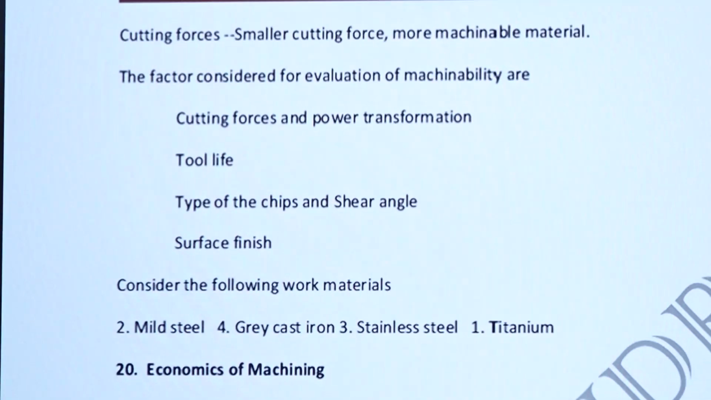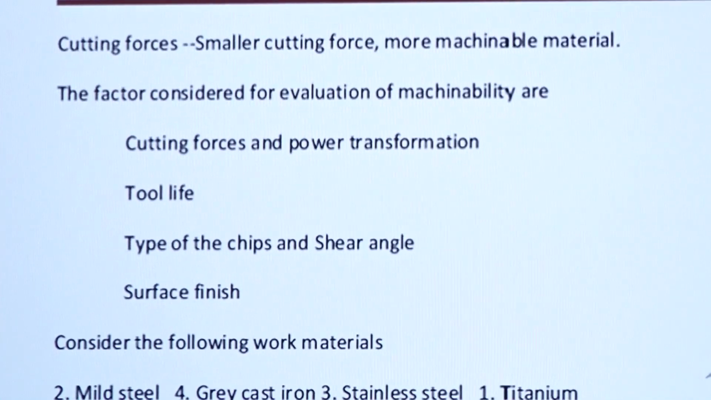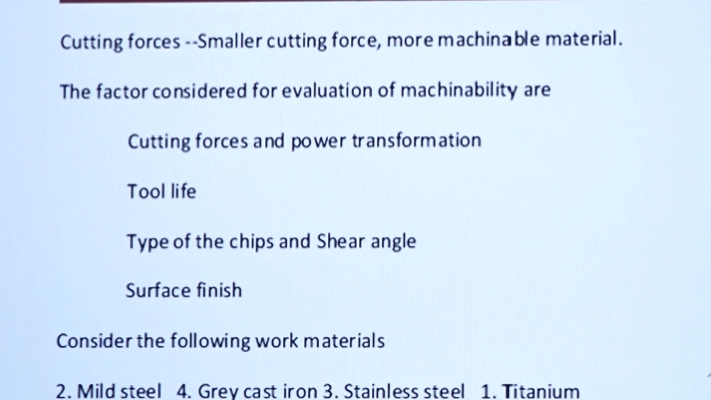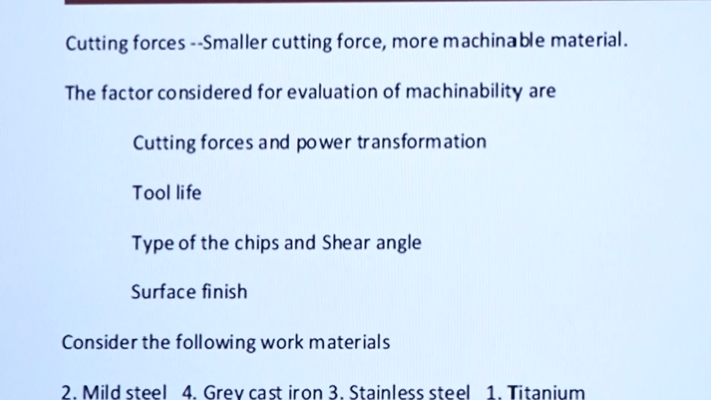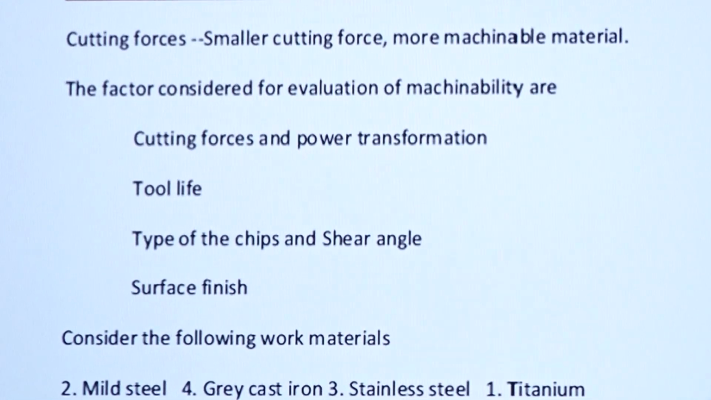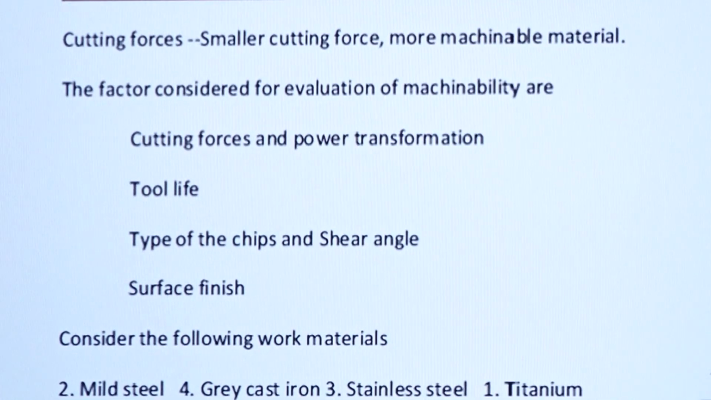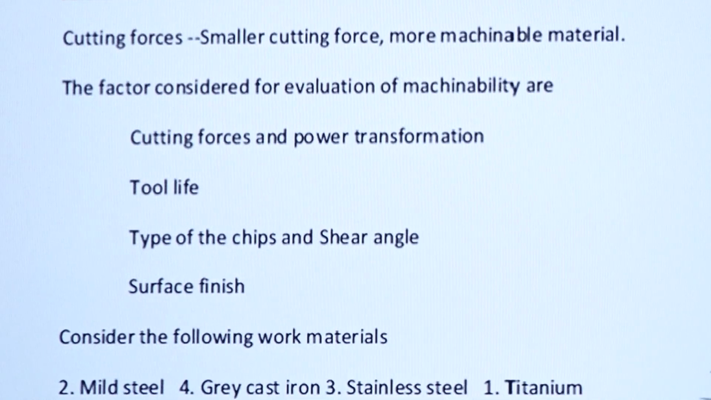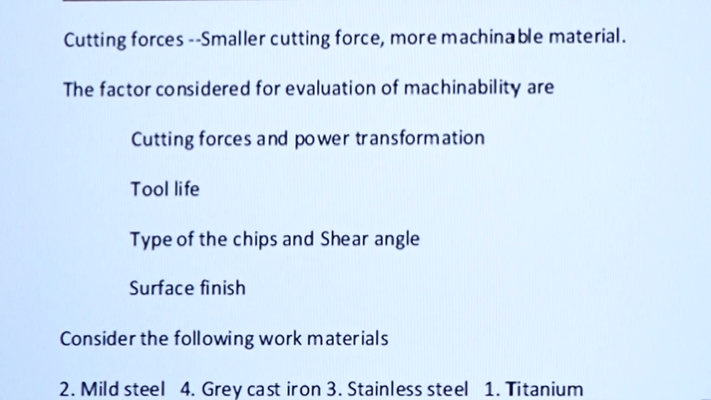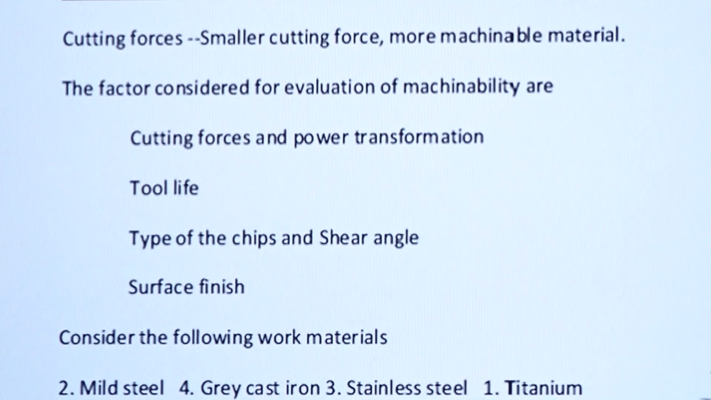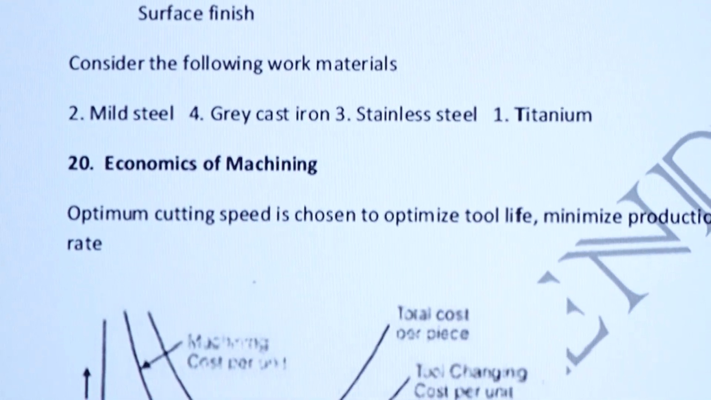Next, you have to consider the factors for evaluating machinability. Tool life and surface finish we already discussed, and you have to add cutting force, cutting power, types of chips and shear angle. Those are another 4 variables. So tool life is the important parameter for machinability, surface finish is the next, then cutting force, cutting power, types of chips and shear angle. All 6 variables you can take into account.